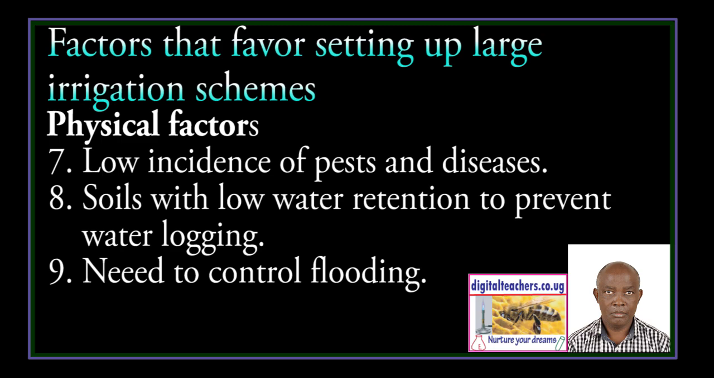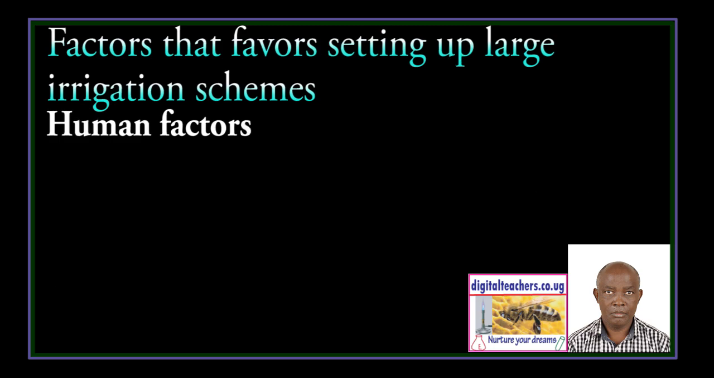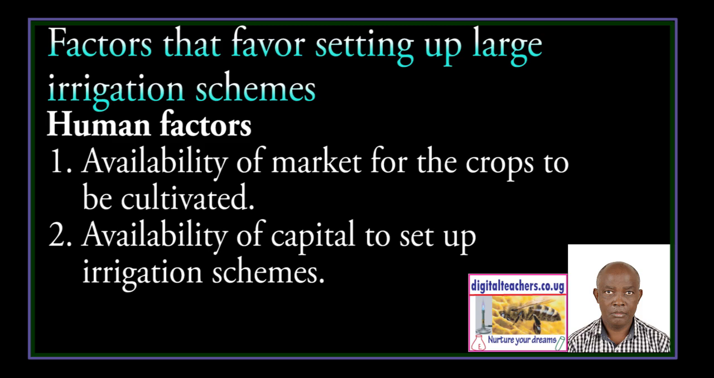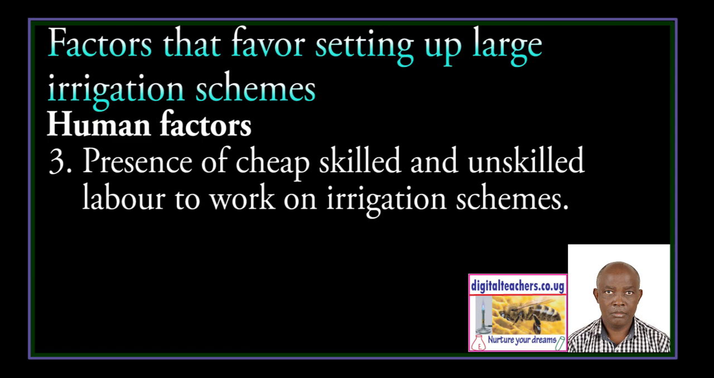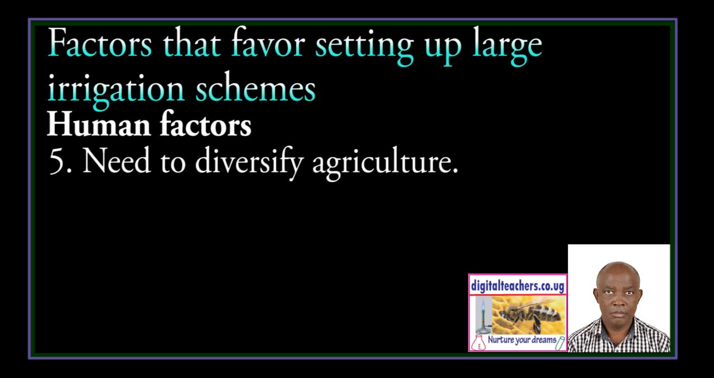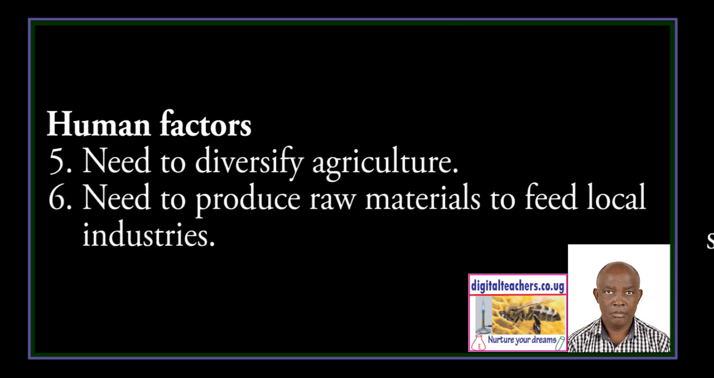Need to control flooding. Human factors. Availability of market for crops to be cultivated. Availability of capital to set up irrigation schemes. Presence of cheap, skilled and unskilled labor to work on irrigation schemes. Need to generate employment. Need to diversify agriculture. Need to produce raw materials to feed local industries.